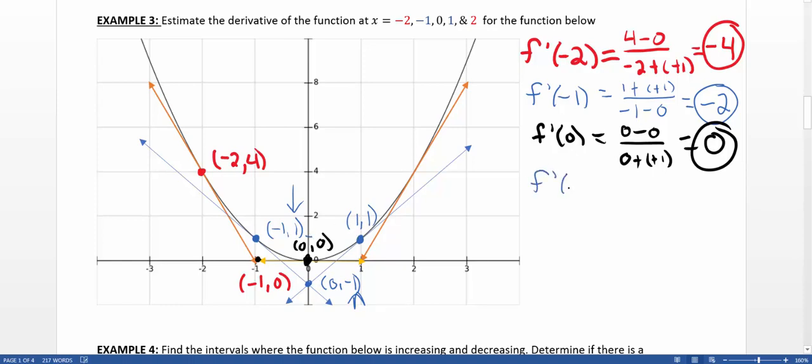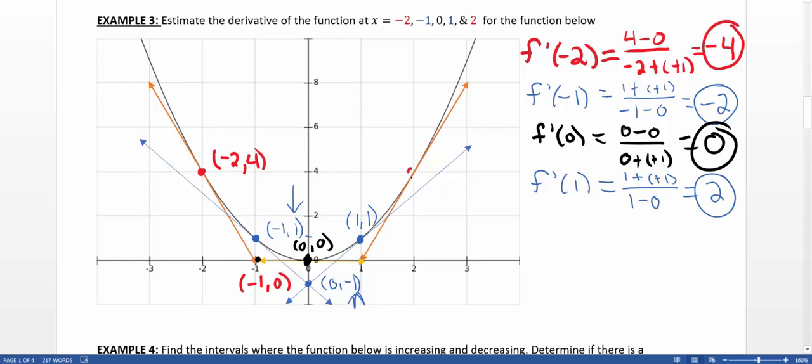So to approximate the derivative at 1, we're going to do the change in y. So we're going to do 1 minus negative 1 divided by the change in x, 1 minus 0. Again, if you subtract the negative, those cancel. So we end up with 2 divided by 1, which is positive 2. So we're expecting a positively sloped line because that blue line looks like it's going in the upward direction. So we were expecting a positive result. So that's good. And then finally, we want to approximate the derivative at 2.